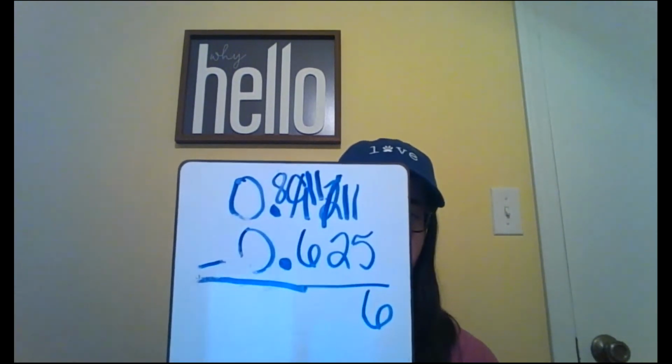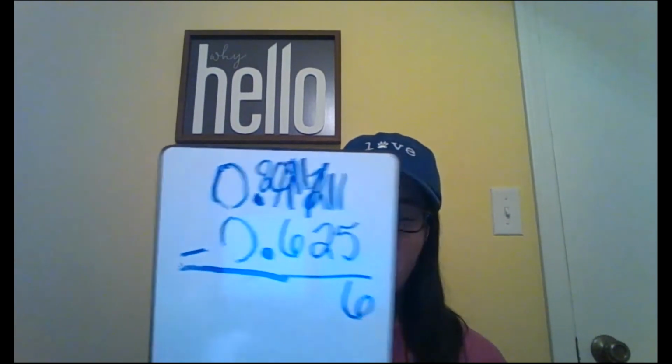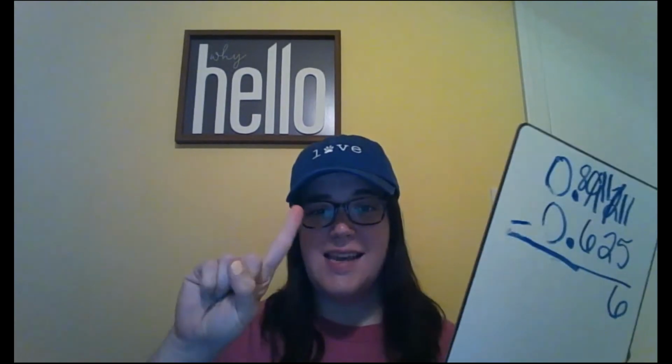So we're going to borrow from our 9, and it becomes an 8. And that 1 becomes an 11, because it's like we borrowed a 10. So that 1 becomes an 11. So now we have 11 minus 2. So 11, 10, 9. 11 minus 2 is 9.